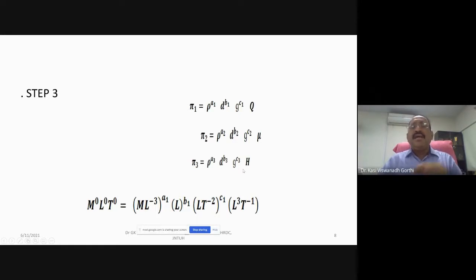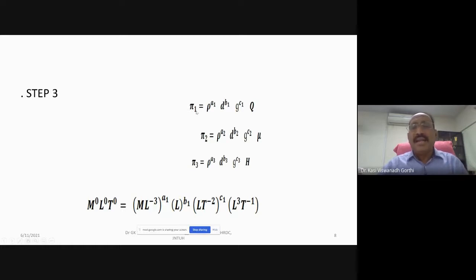Repeating variables are to be raised to several exponent powers, like a1, b1, c1. So rho to the power a1, D to the power b1, g to the power c1. Similarly, rho D g in pi 2 are raised to a2, b2, c2. Here rho D g are raised to a3, b3, c3. Followed? Now you have the formulation of the pi terms.